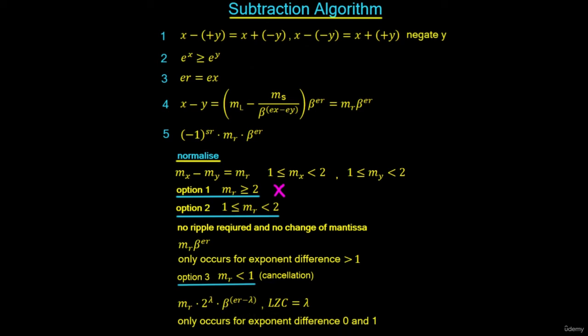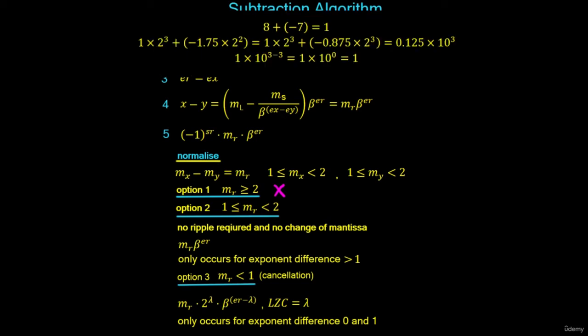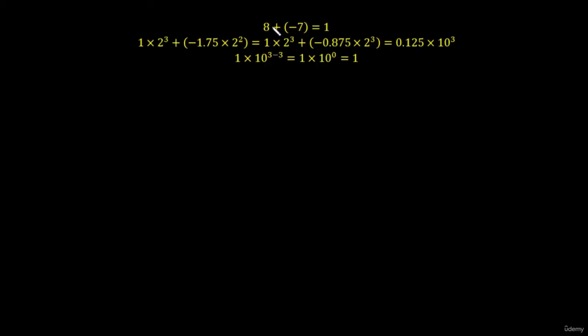So let's just quickly have a little look at an example here. In this example, we have 8 minus 7 is equal to 1. So the exponent difference is a difference of 1 here, because 8 can be written as 1 times 2 to the 3, and the minus 7 can be written as minus 1.75 times 2 to the 2. So you can see there's an exponent difference of 1. So these are just out of range, meaning the 8 is in the lower part of the range, and the 7 is in the higher part of the previous range. So whenever we subtract them, we can get cancellation.